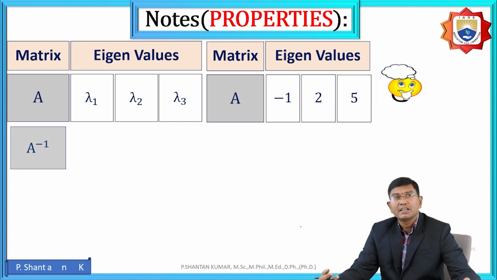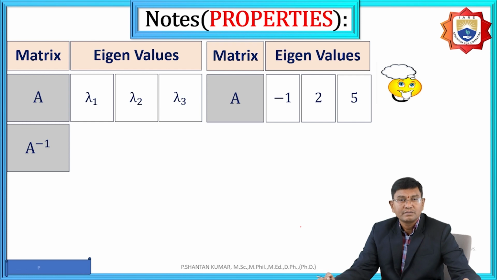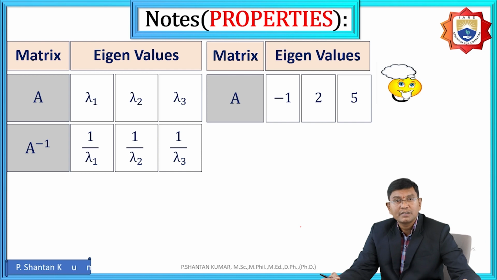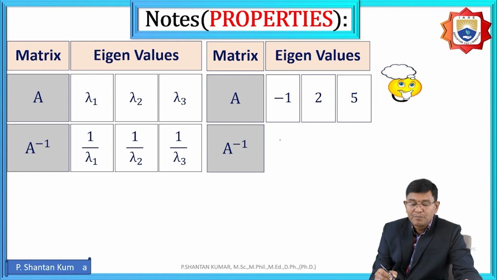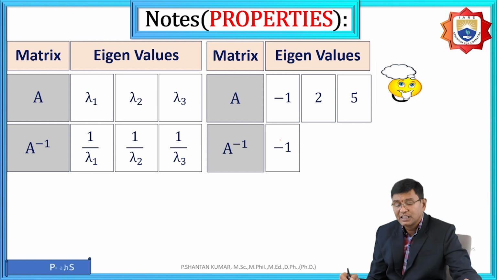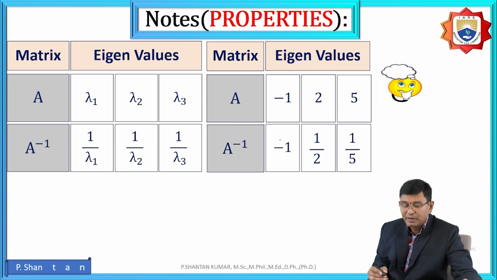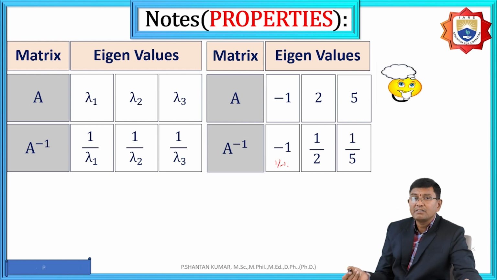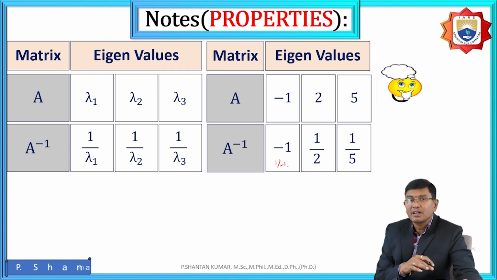Further, the eigenvalues of A inverse are 1 by lambda 1, 1 by lambda 2, 1 by lambda 3. So 1 by minus 1 is minus 1, then 1 by 2, and 1 by 5. 1 by minus 1 is nothing but minus 1 only. We need to observe that properly: the eigenvalues of the inverse are the reciprocals of the eigenvalues of the given matrix.